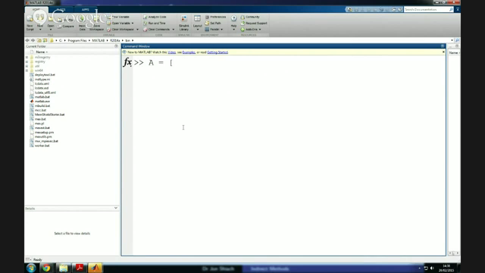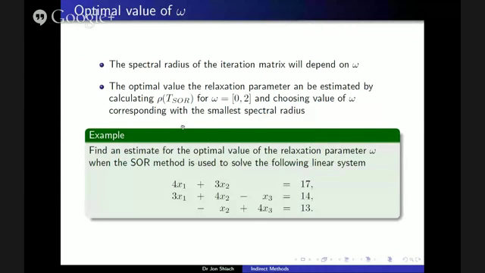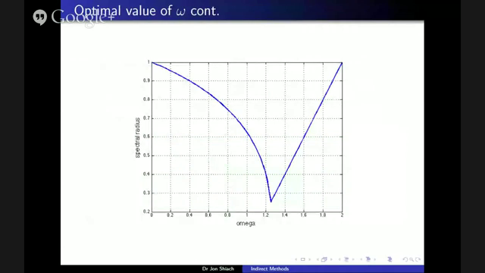If you do that, you get this graph. The blue line shows you the spectral radius. The smaller the spectral radius, the quicker the convergence. Therefore, around about there is where we want to use as our relaxation parameter, and that's around about 1.25, reading off the horizontal axis. That's why I used it in that previous example.